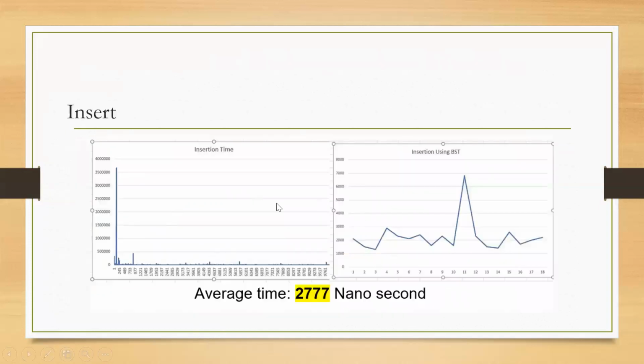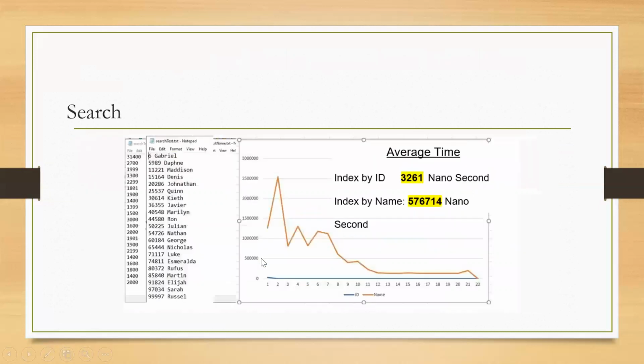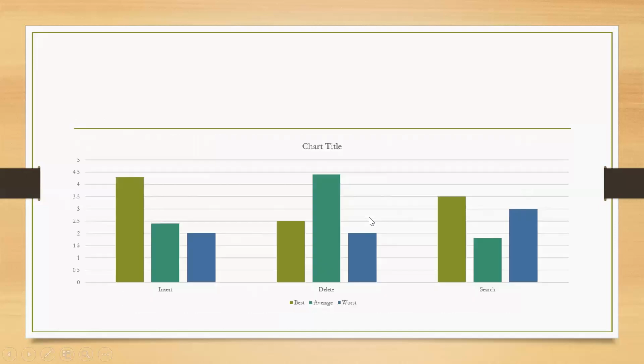This is the insertion time graph for BST. This is the record showing when our input file was read. The average time indexed by ID and indexed by name, in nanoseconds, is displayed in this graph. We also have this graphical representation showing the best, the average, and the worst case for insert, delete, and search.